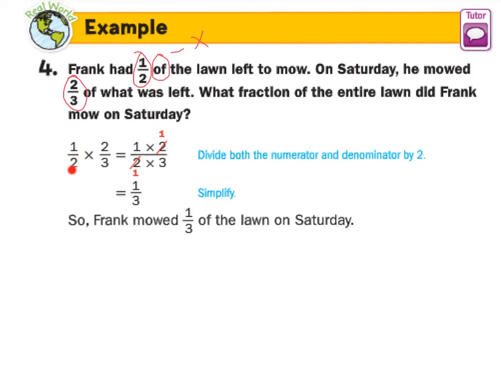So it's 1/2 of 2/3. So 1 times 2 and 2 times 3. We can divide the 2s both by 2 and get 1 for the remaining factor. The 1 and 3 have to stay the same. So 1 times 1 is 1, and 1 times 3 is 3. So Frank mowed 1/3 of the lawn.